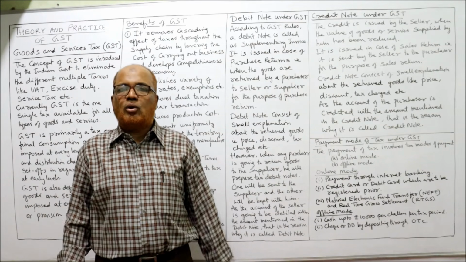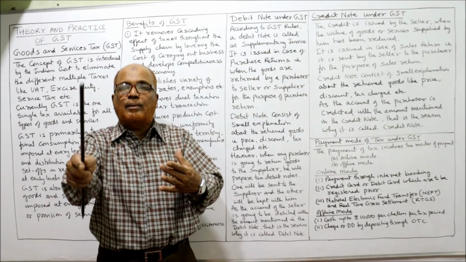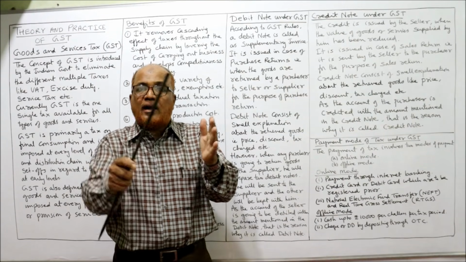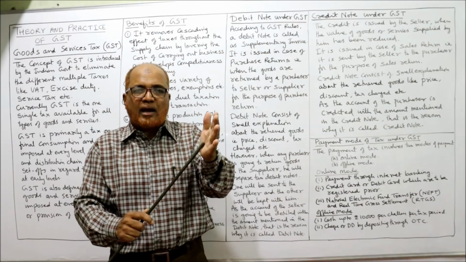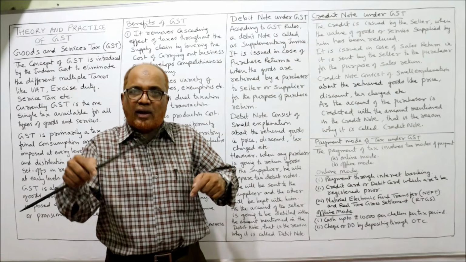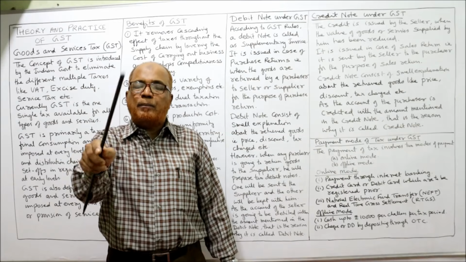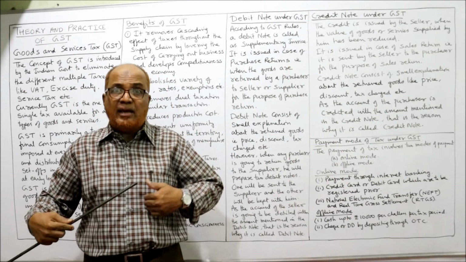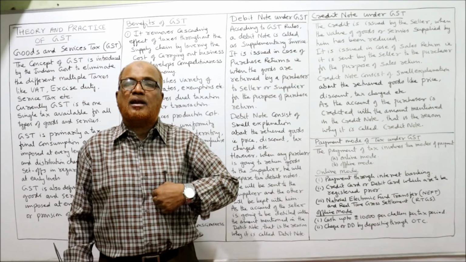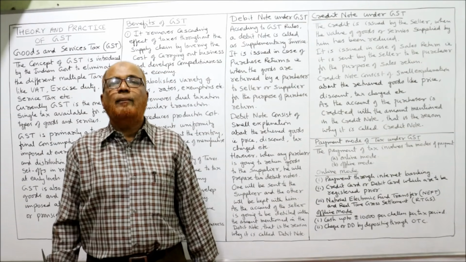Why is it called credit note? Because the supplier will credit the account of the buyer. I am the supplier, I will credit your account. You are the buyer. Your account is credited in my books. So when I am crediting your account in my books, I will prepare a credit note. And you have prepared a debit note because you have debited my account in your books. So you are debiting my account, I am crediting your account. So I will prepare a credit note, you will make a debit note.